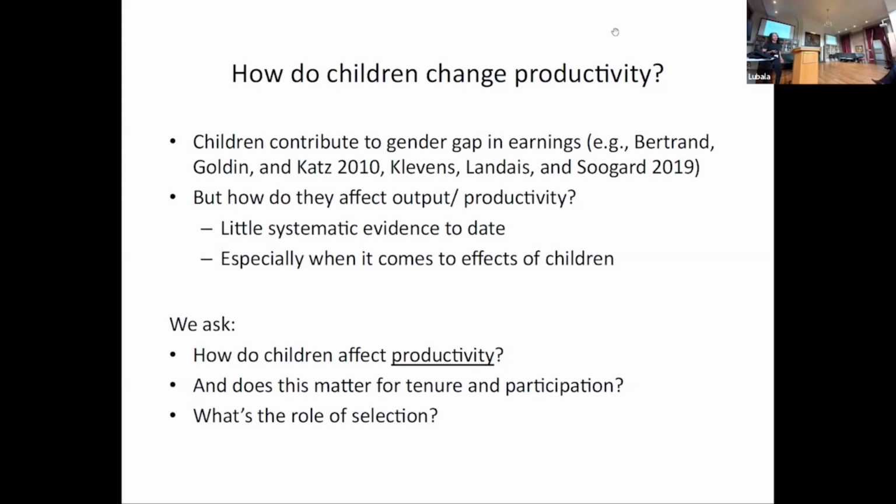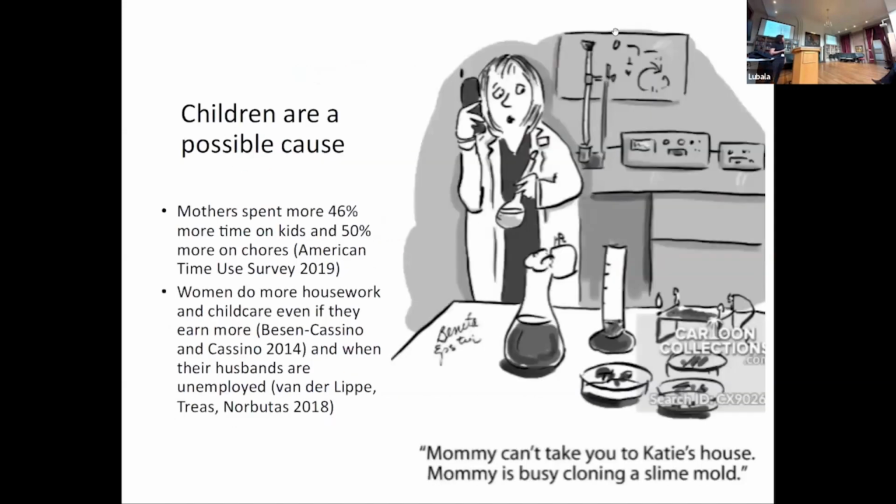And then we're looking at selection. I'll show you that the people who survive, mothers who survive in science, are extremely positively selected. Okay, and so specifically, we're going to look at children as a cause of persistent underrepresentation.